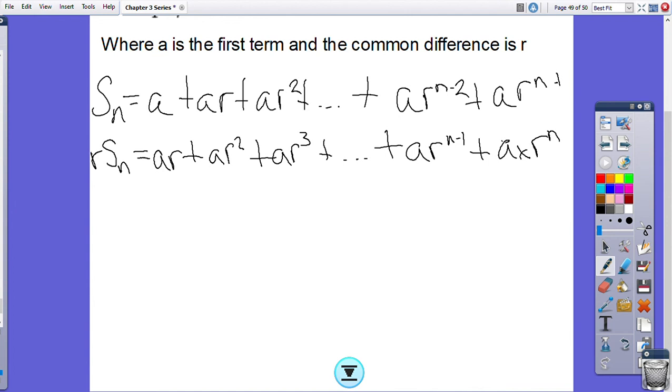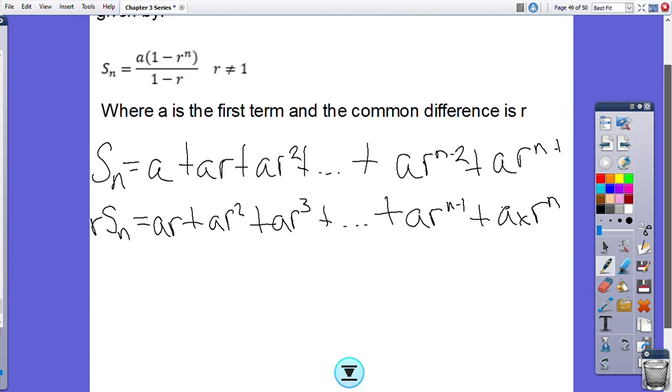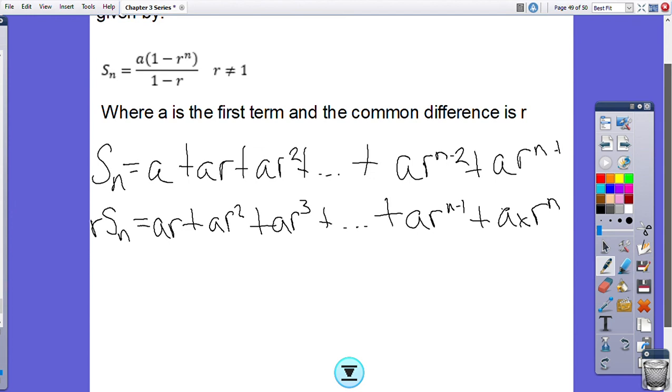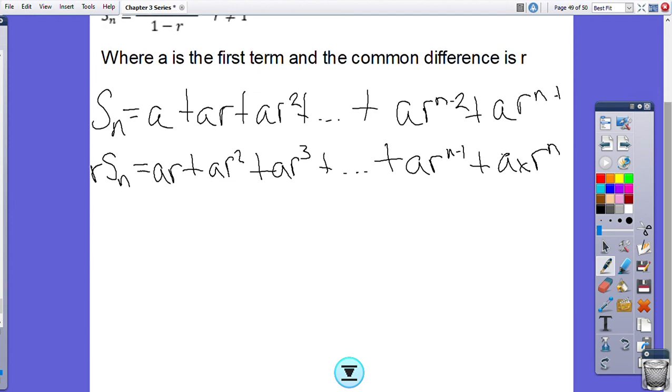Right, next thing that we're going to do is take away the bottom from the top. So we're going to do rSn minus Sn. If we did it the other way round, so we did Sn minus rSn, then you would get the other version of the formula. I've just noticed that I've worked it out the wrong way. In my notes, when I did this I worked it out the wrong way, so actually I will do top take away bottom. So we'll do Sn minus rSn.